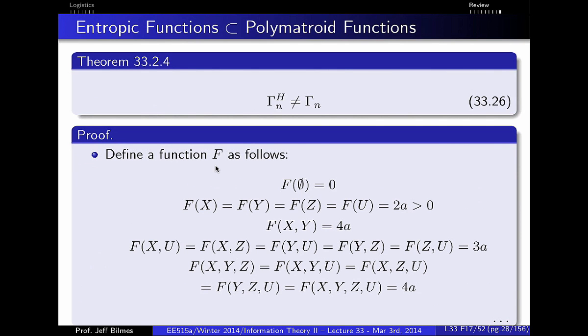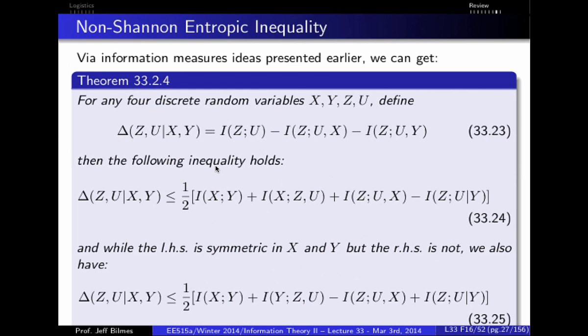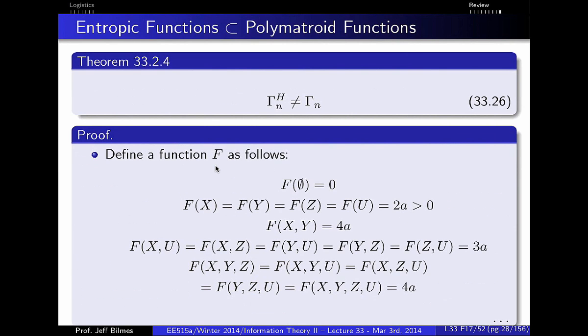And here's a counterexample. So this is an example of a polymatroid function. So it's a submodular monotone non-decreasing function that's not an entropy function. It doesn't satisfy this set of inequalities. And you can get that just by plugging things in.